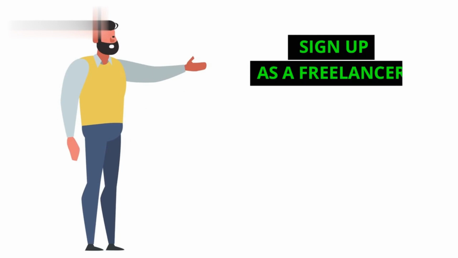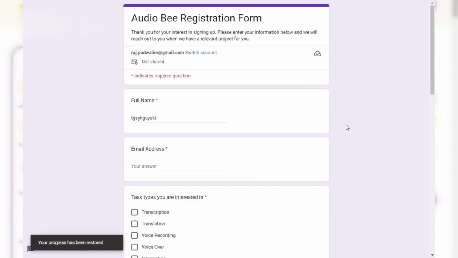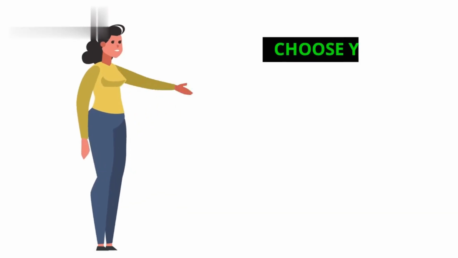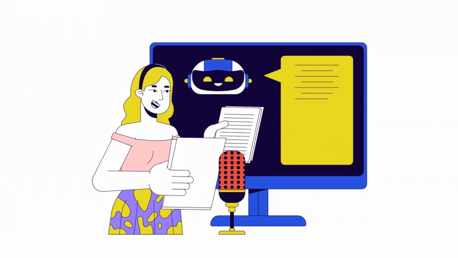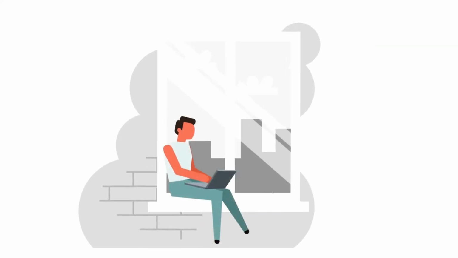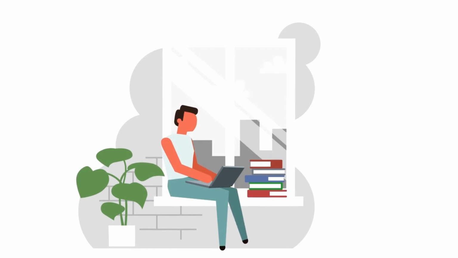Step 2. Sign up as a freelancer. On the homepage, click the big blue button that says Sign Up to begin the registration process. Step 3. Choose your freelancing path. Now, you'll be asked if you're interested in transcription or voice recording jobs. Choose the one that interests you most, or both if you'd like.